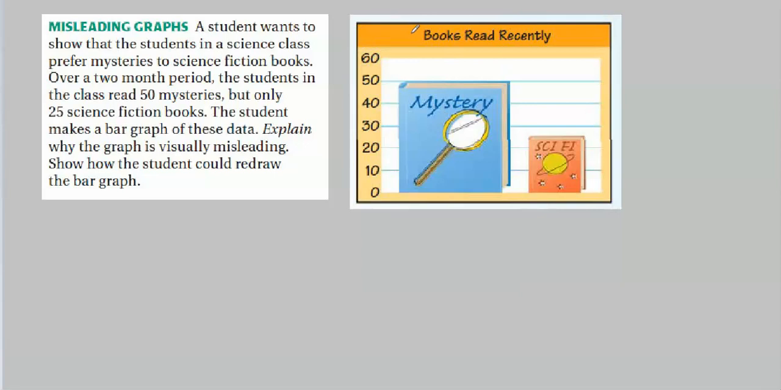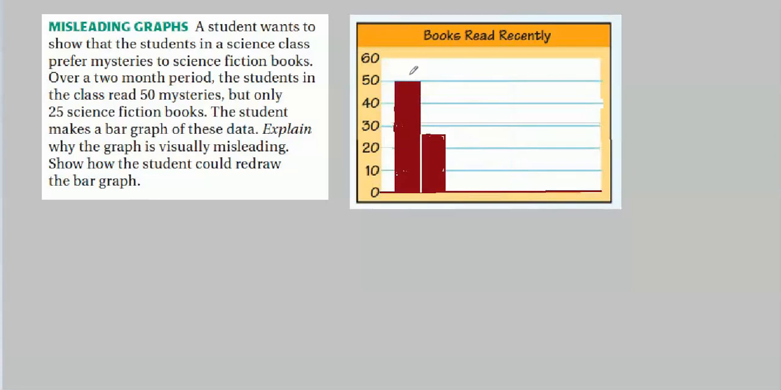The graphics are terrific. That's part of convincing people of things that aren't true. Make it look pretty. Half the people go, wow, it looks so good, it must be true. No. What's wrong with this? There were 50 mysteries, he's got that right here at 50. 25 sci-fi books, he's got that right there at what looks to be 25. So what's wrong? Well, I'll show you.